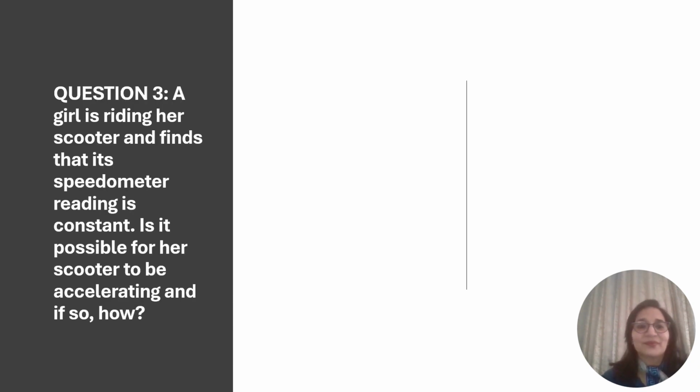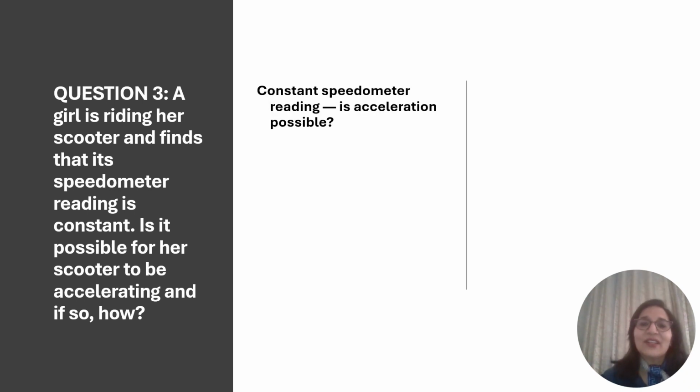Let's understand question number 3. A girl is riding her scooter and finds that its speedometer reading is constant. Is it possible for her scooter to be accelerating? And if so, how? Pause the video and think for a while what will be the answer. Let's discuss. Now, constant speedometer reading, think whether acceleration is possible.